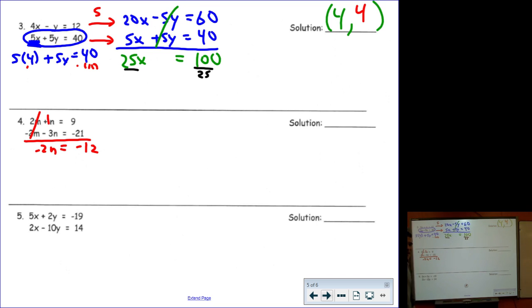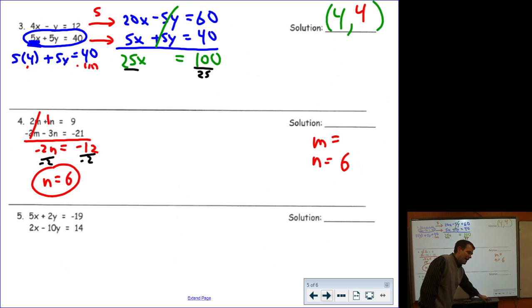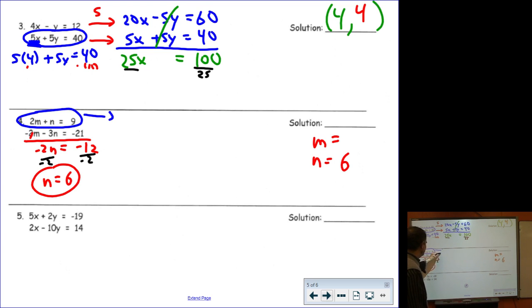Now that I've canceled out one of the variables, I can easily solve for the other one by dividing both sides by negative 2. And I get negative 12 divided by negative 2 is a positive 6. So I now have half of my answer. I get the other half by taking that and putting it back into one of the original equations. I'm going to go ahead and put it in this equation.